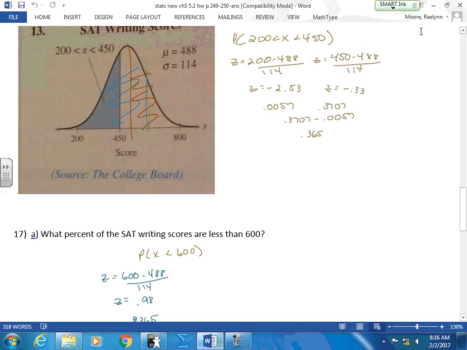Then they took this and asked, what percentage are less than 600? It used the same information, less than 600. I'm up over here somewhere. Less than 600 is going to be more than 50%, right? So my z-score is going to be positive. I plug it in. I find my percentages.